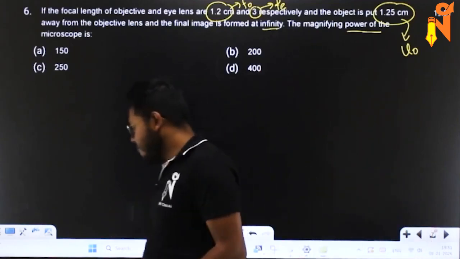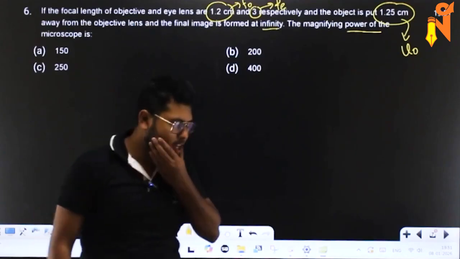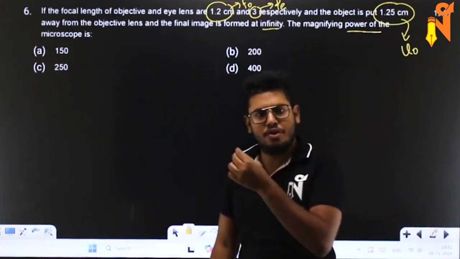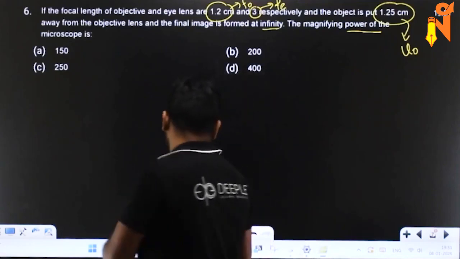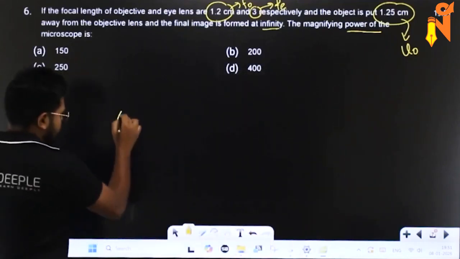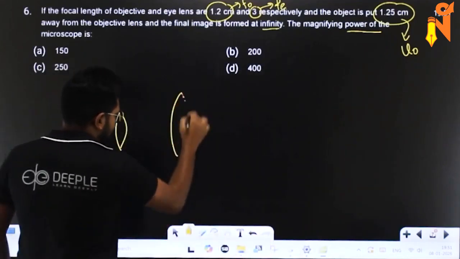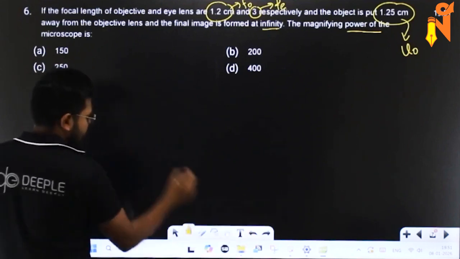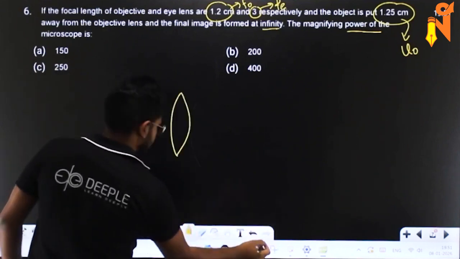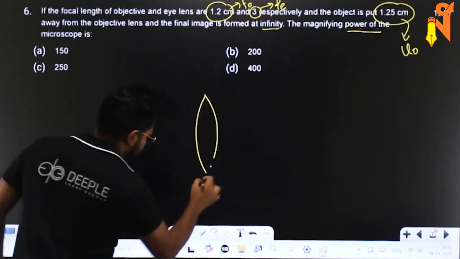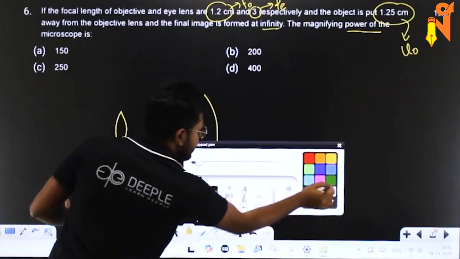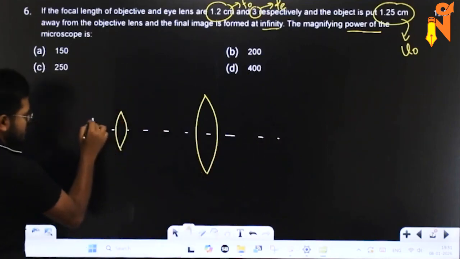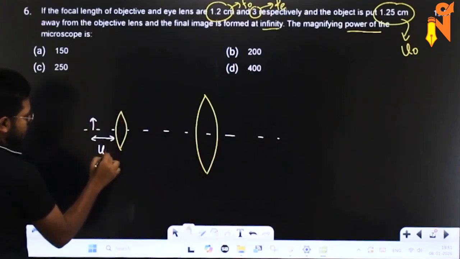Now I believe many of you remember the formula, and if you do, it is very nice. But for those who have forgotten, I will try to quickly make a sketch to derive the formula. So this is the objective, this is the eyepiece. This is the object. Then what happens? Here is the object at a distance of UO.